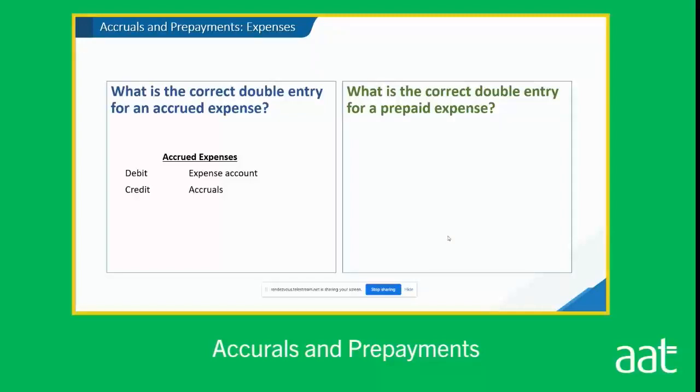And again, a lot of you saying some excellent responses in terms of prepayments. So well done and thank you. The double entry there is to debit prepayments, which is recognised on the statement of financial position as a current asset, because we've paid something in advance of when it fell due. And we're crediting our expense account this time. We're removing those costs because they're not relevant to this year end.